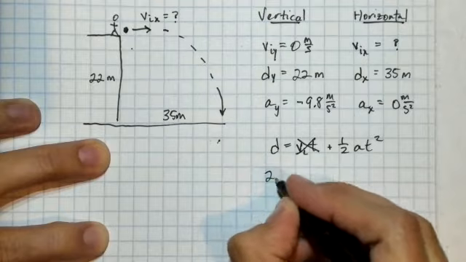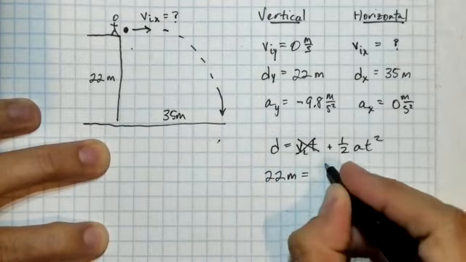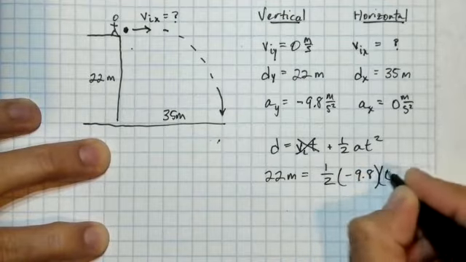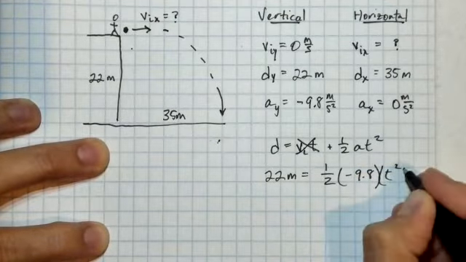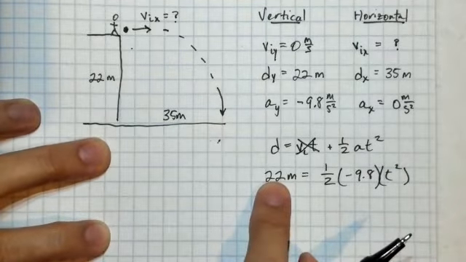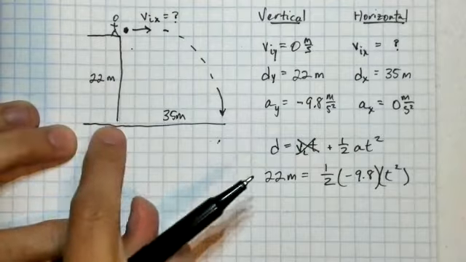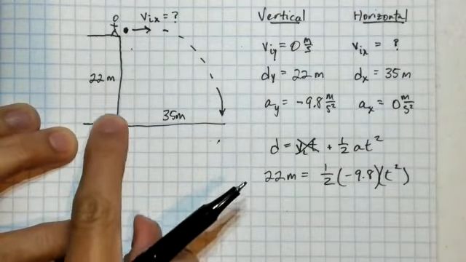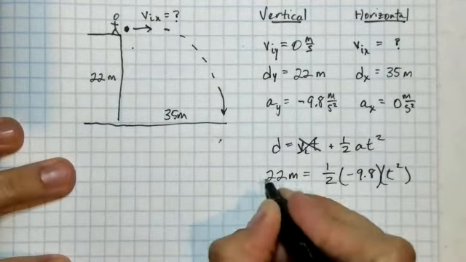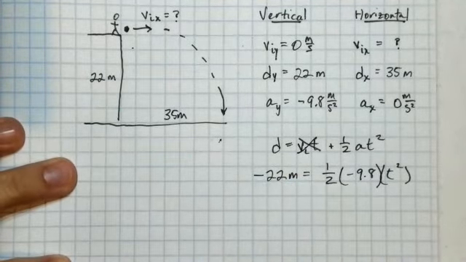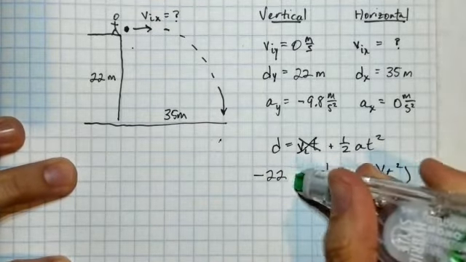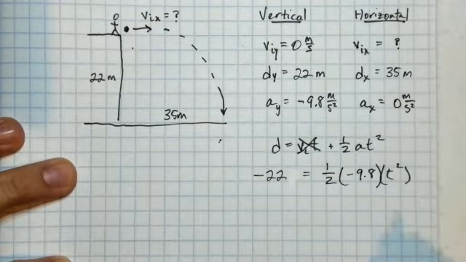So I can say 22 meters equals 1/2 9.8 T squared. Well, you might notice that I end up with a negative here and a positive here. Because we're talking about displacement and we're saying that going up would be positive direction, this is actually going to be a negative 22. I'm going to get rid of my little meter mark just to make it a little bit easier to read.